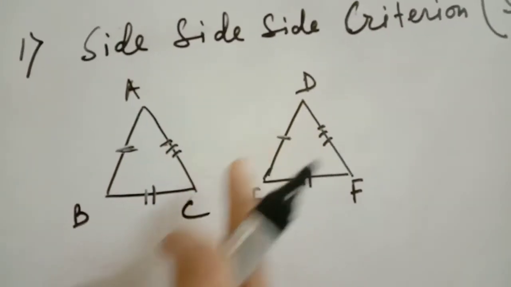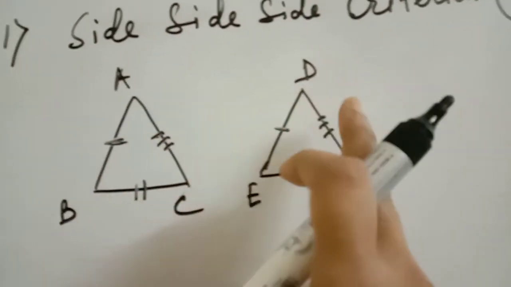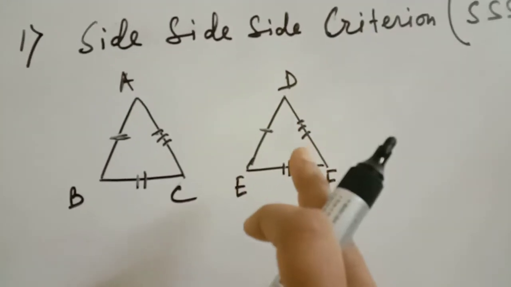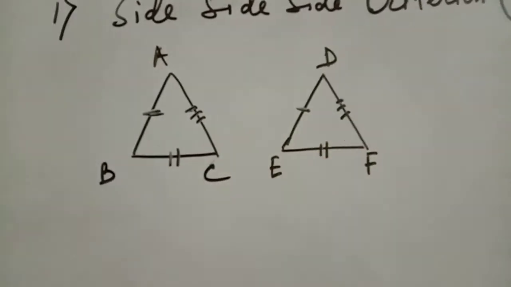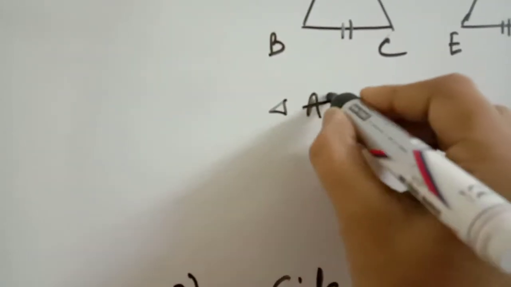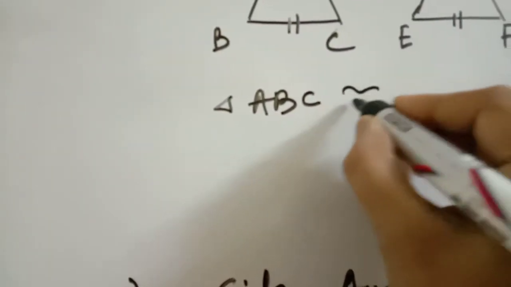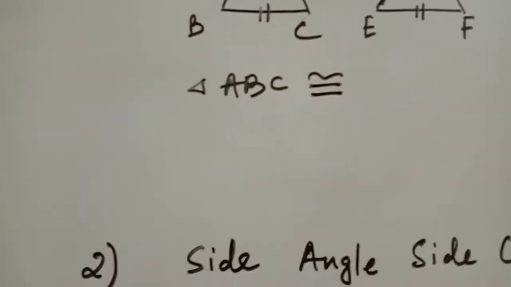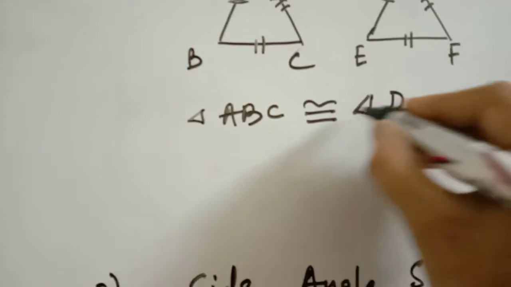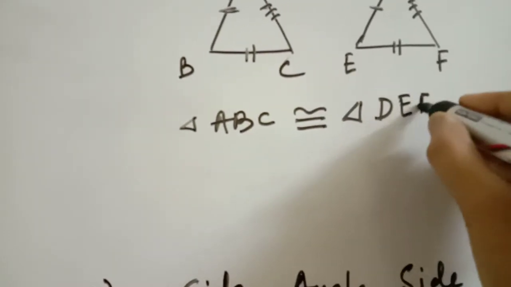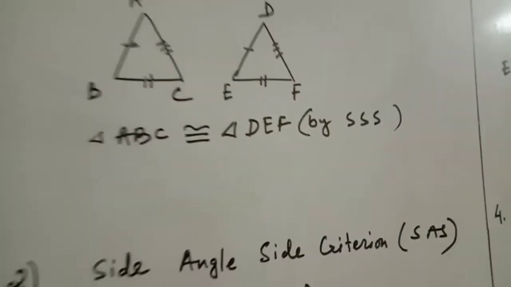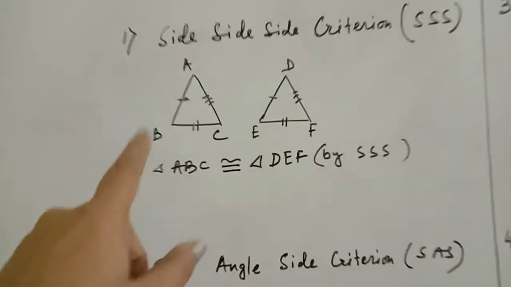This side is equal to this side, and this side is equal to this side. That means three sides are equal to the three sides of the other triangle. Then we can say that these two triangles are congruent by SSS. Then we can say that triangle ABC is congruent, you know this sign, this is the congruency sign, to triangle DEF by side criteria. Understood? First condition is side criteria.